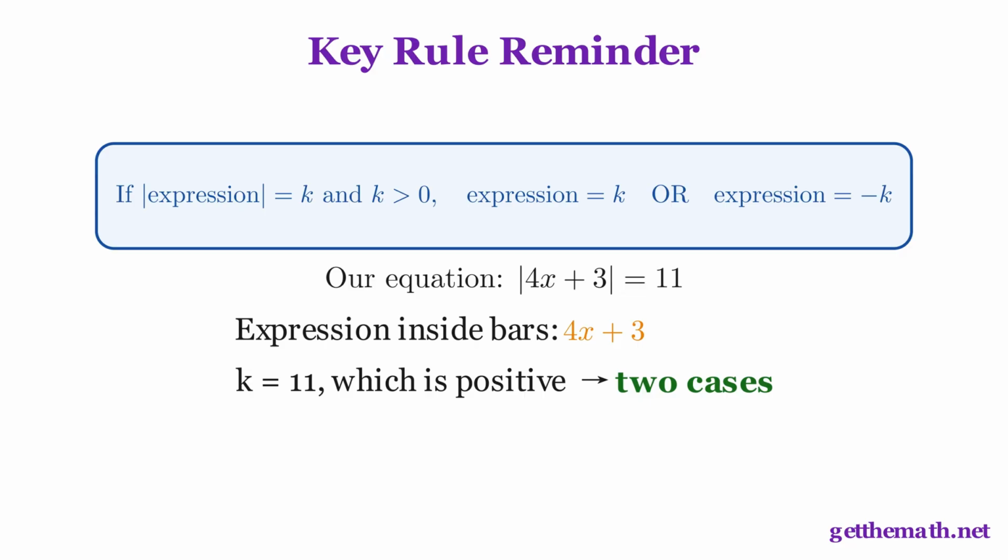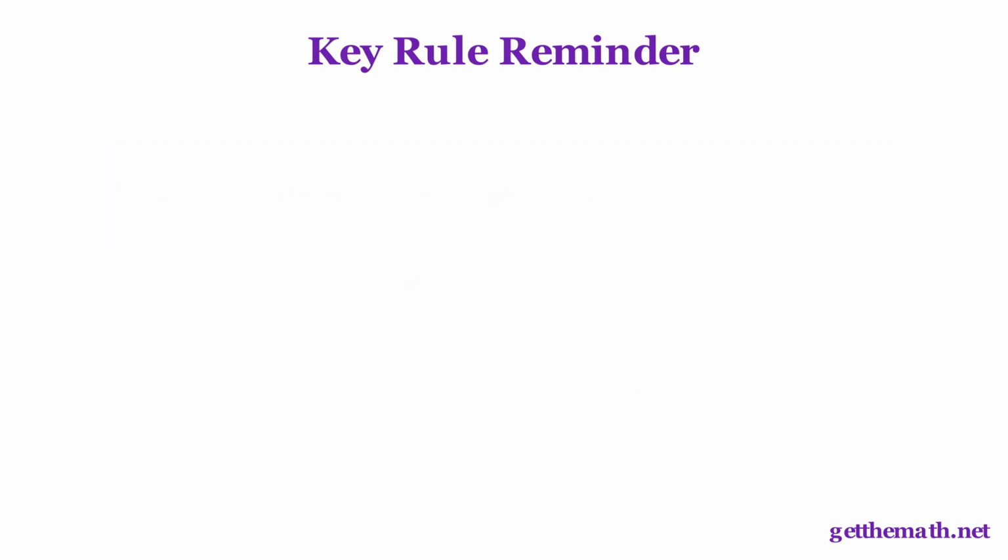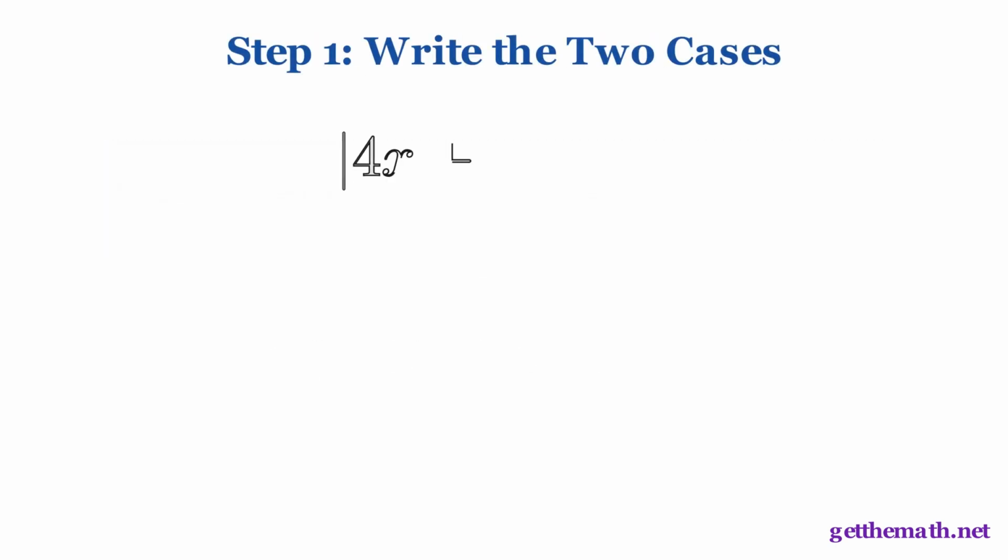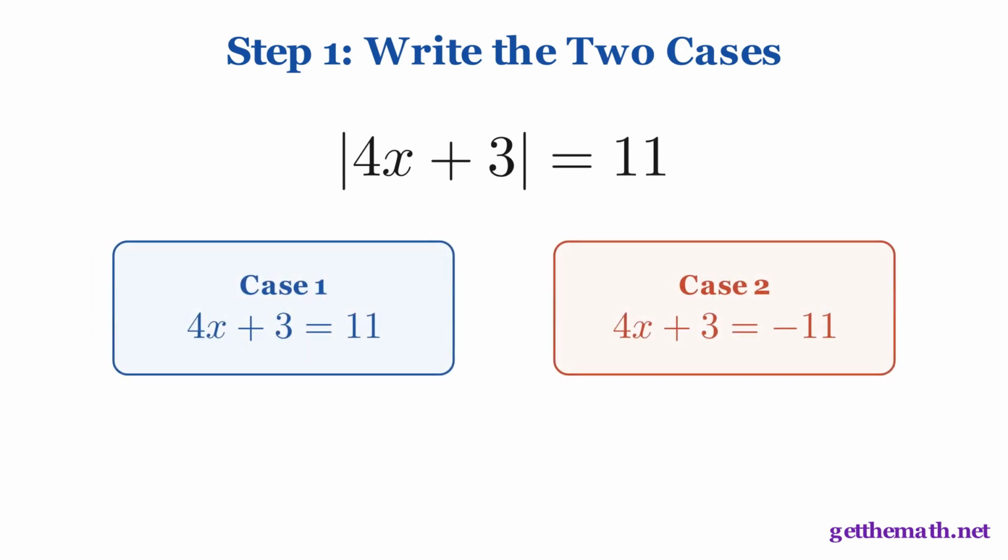In our problem, the expression inside the absolute value bars is 4x plus 3. And k equals 11, which is positive. So we will split into two cases and solve each one separately.